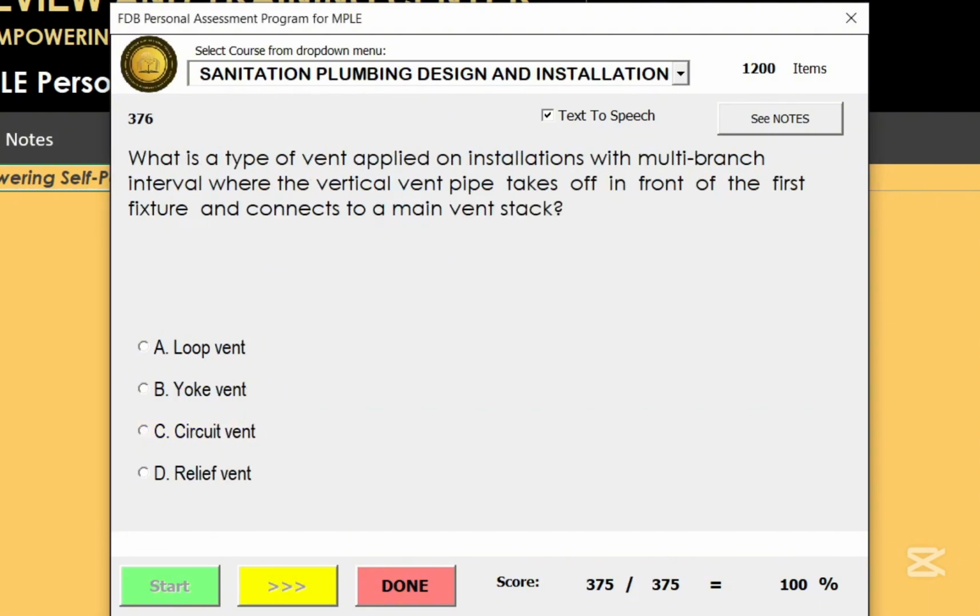What is a type of vent applied on installations with multi-branch interval where the vertical vent pipe takes off in front of the first fixture and connects to a main vent stack? A. Loop vent. B. Yoke vent. C. Circuit vent. D. Relief vent. Please pick your choice.